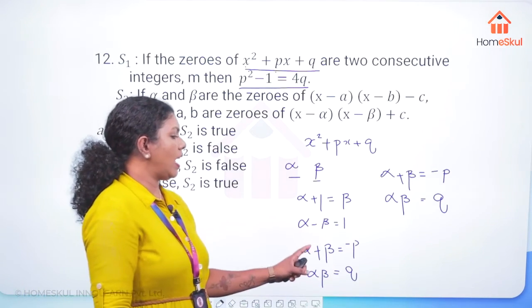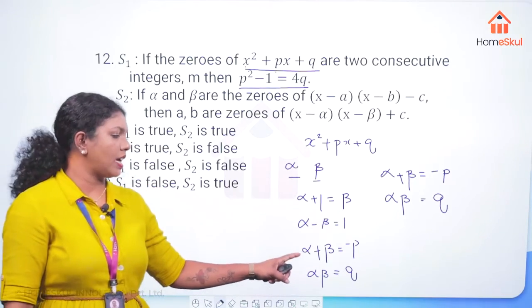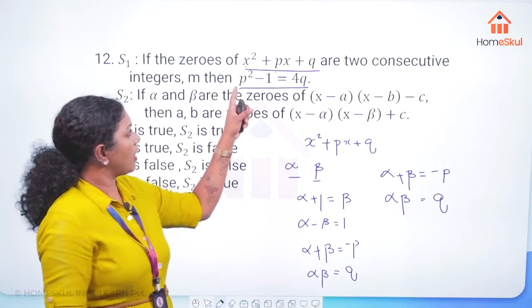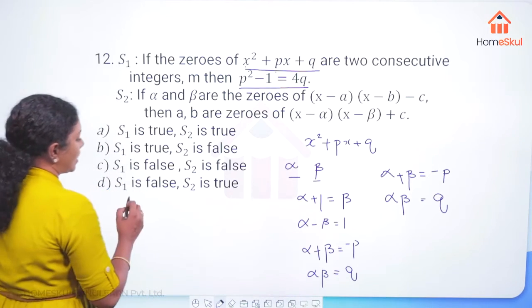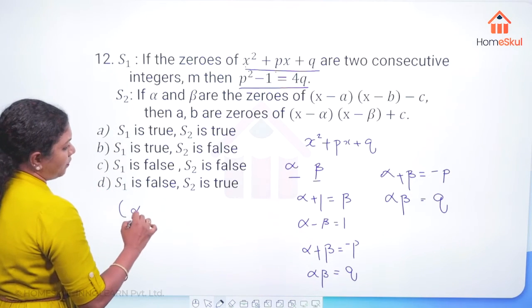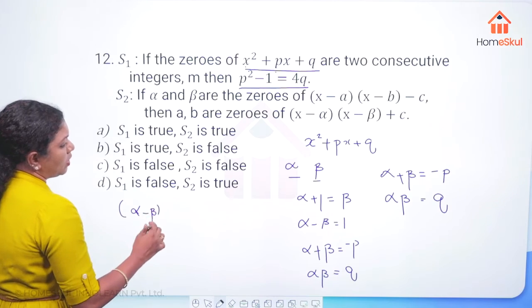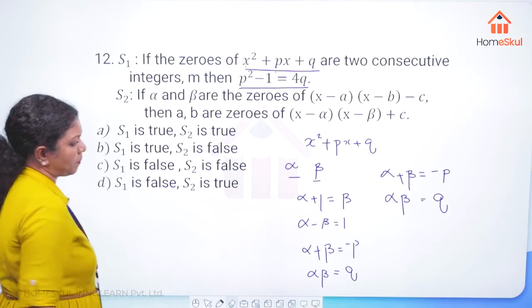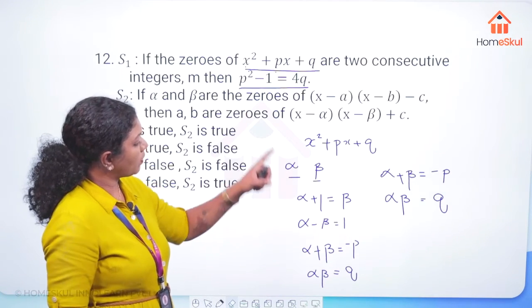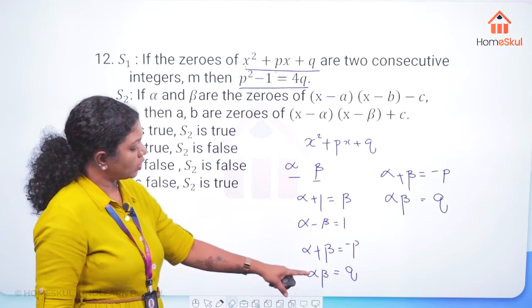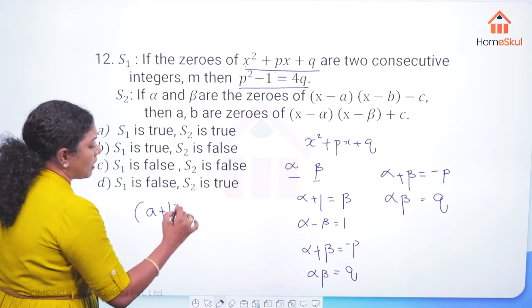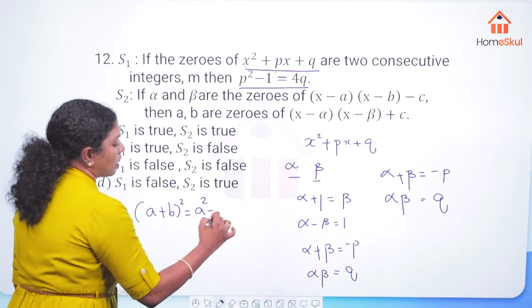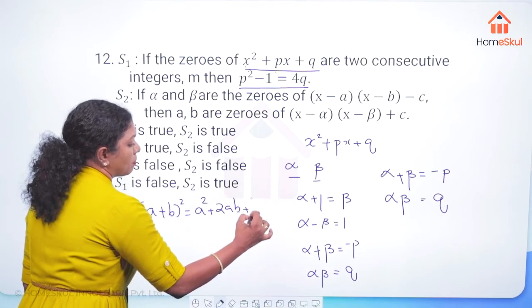Now, when you have alpha plus beta, alpha minus beta, alpha into beta, and you are having p square minus 1. What is alpha minus beta into, do we have to even multiply that? Now we need to find what is p square minus 1, that is equal to 4q. Now for that, let me remind you this. A plus b the whole square is a square plus 2ab plus b square.